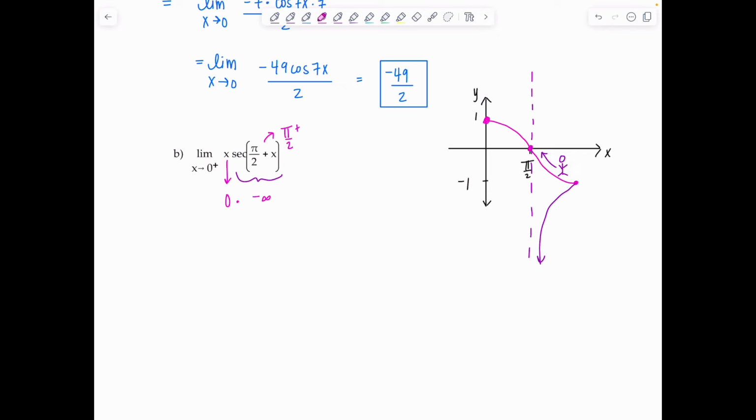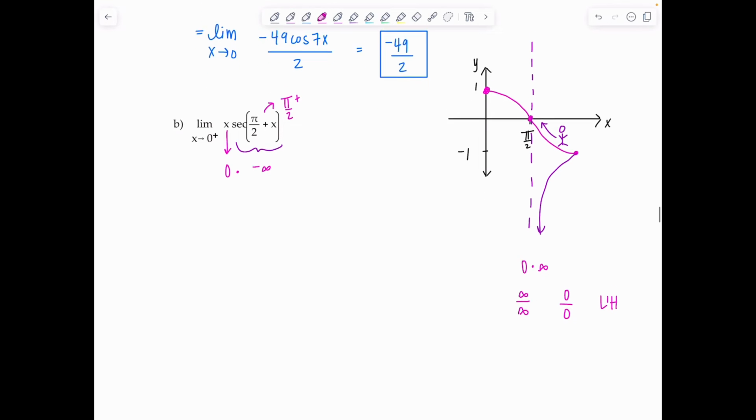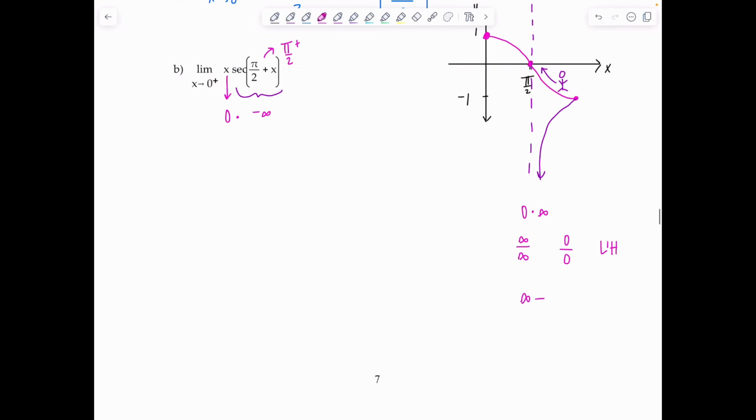Okay, should we review? There's 7 indeterminate forms. 0 times infinity, infinity divided by infinity, or 0 divided by 0, and those you can both use L'Hopital's rule for. Then you have infinity minus infinity, that's also indeterminate. 1 to the infinity, 0 to the 0, and infinity to the 0. Okay, those are the 7.